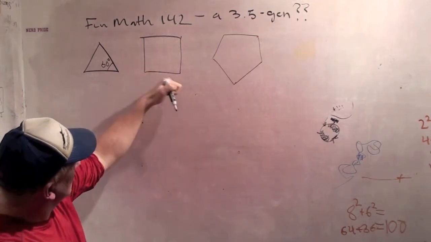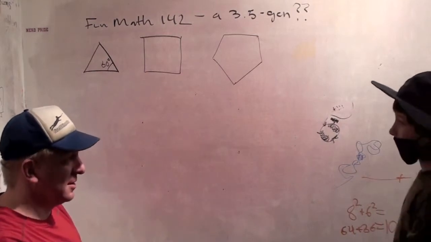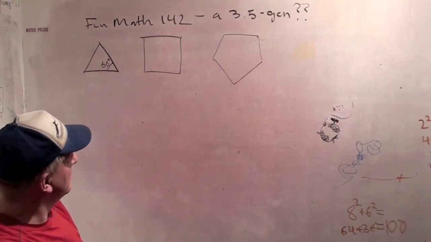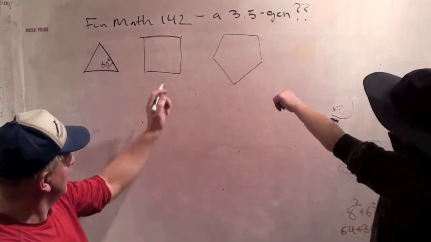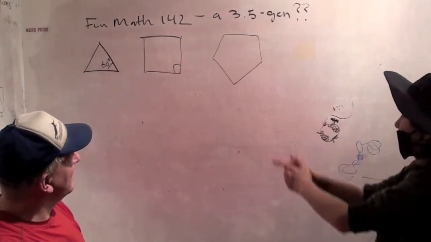What about a quadrilateral where all the sides are the same and all the angles are the same? What's that called? A square. And what are the angles? The angles are 90 apiece. Why is that? Because angles in a square sum up to 360.